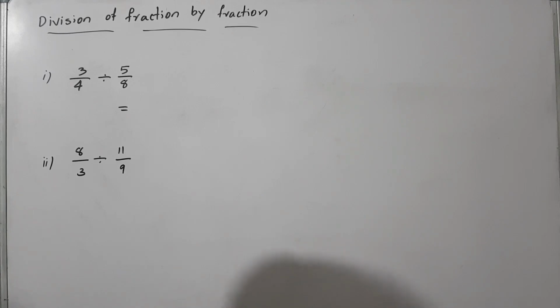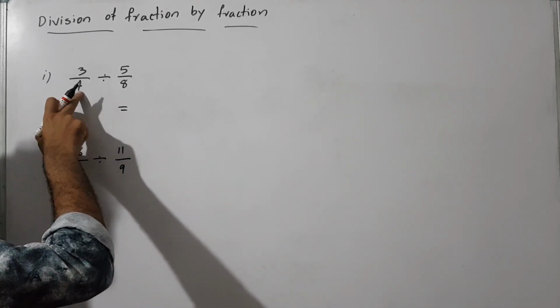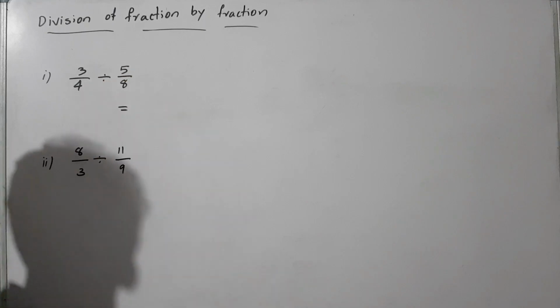If we need to divide the two fractions, what are the steps? We multiply the dividend by the reciprocal of the divisor.